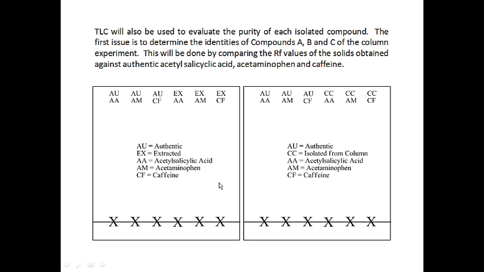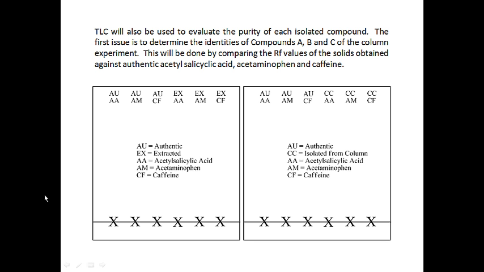Then we're going to determine the purity by doing TLC. We said back in the spinach experiment that you could use TLC to determine the purity of a component, to see how many spots you get. Well, we're going to look at the purity of each of the compounds that we isolated from our extraction and our column experiment. And we're also going to determine the identities of compounds A, B, and C from the column experiment.